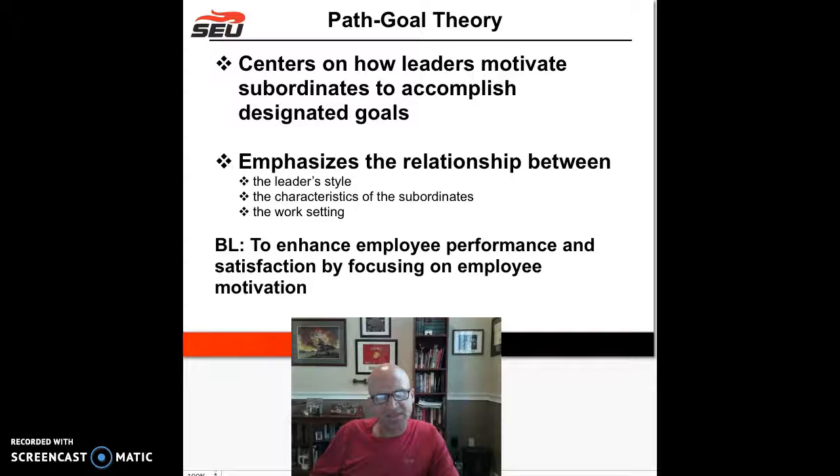This theory emphasizes the relationship between the leadership style to use, the characteristics of the subordinates, and the actual work setting of the organization. So those are three key components, which is extremely important, because it takes into account the leader's personal style, what the subordinates' characteristics are, and then essentially what is the situation at hand, the work setting. And the bottom line for this theory is to enhance employee performance and satisfaction by focusing on motivation.